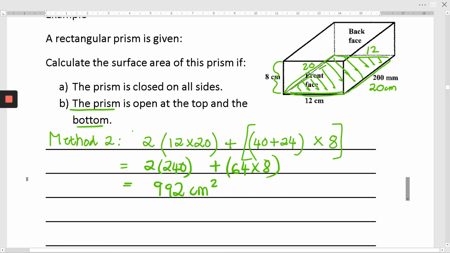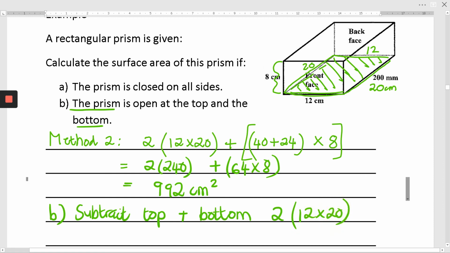We can do a very short method for the second question. The prism is open at the top and at the bottom. For question B, all I really want to do is subtract the top and the bottom, and that does depend on the way in which this rectangular prism is sitting on the ground. And the top and bottom is actually 2, so it's 2 of the same.